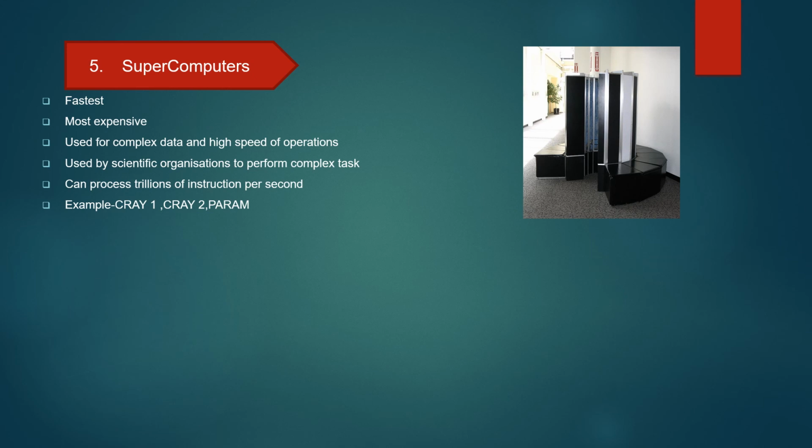Finally, last but not the least is supercomputer. So, supercomputer is the fastest, most expensive and used for complex data and high speed of operations. It is used by scientific organizations to perform complex tasks. It can process trillions of instructions per second. Examples of supercomputers are Cray 1, Cray 2, Param. You can see in the picture. So basically we have completed the topic of types of computer. In the next slide we will be learning about the language processor and the programming languages.